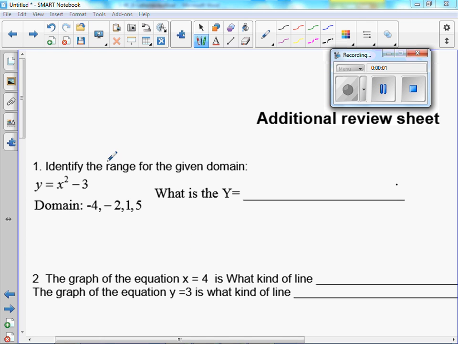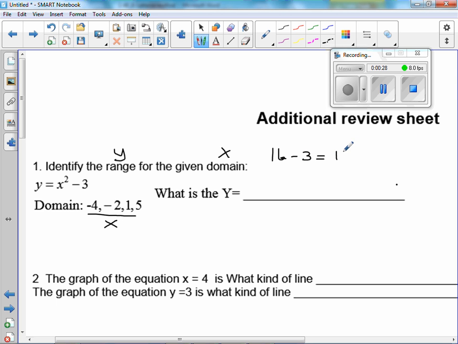Okay, first we're going to identify the range, which is the y, if we're given the domain, which is the x. So we say that the x's, these are all the x's. First one is -4. So you would have -4 squared would give you a positive 16 minus 3, and that will give you the y being 13.